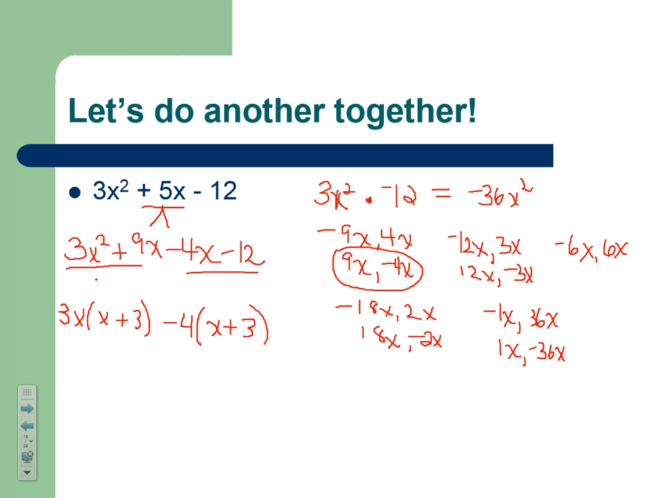Now, when I look at this group and this group, what do the two have in common? And of course, it is the x plus 3. And what is left over is the 3x minus 4.